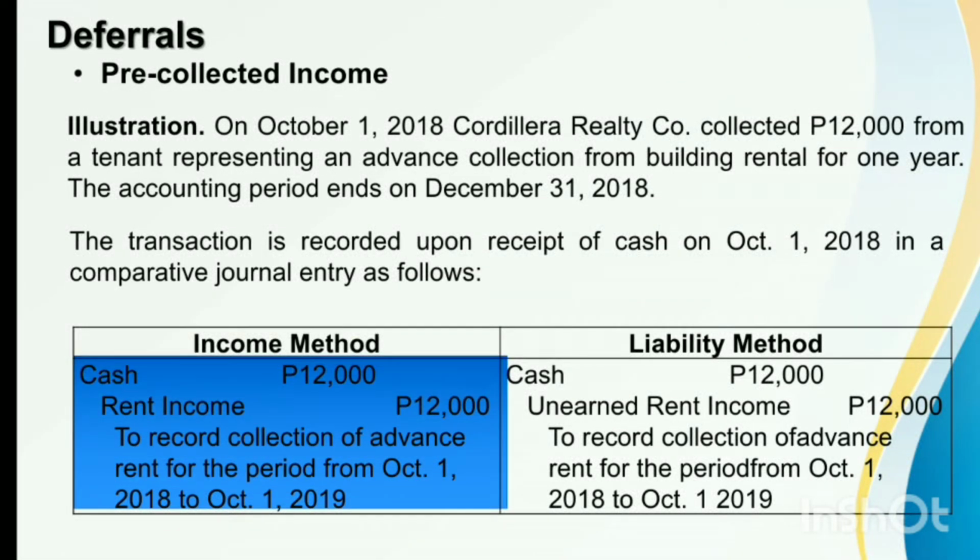So debit cash 12,000 pesos and then credit to rent income 12,000 pesos. This is to record the collection of advance rent for the period from October 1, 2018 to October 1, 2019. So take note that under the income method, the income account, specifically rent income, is credited.